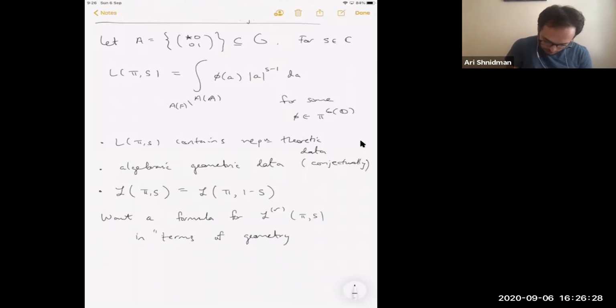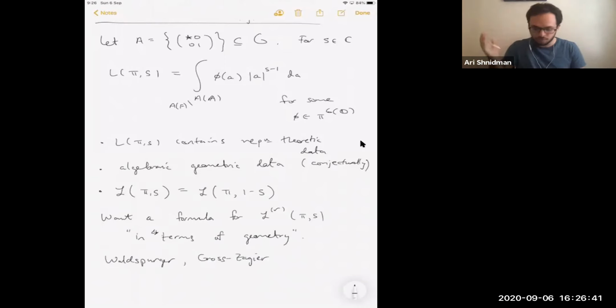whatever that means. So formulas of this type are like the Waldspurger formula, the Gross-Zagier formula. These are formulas over number fields originally, but they also have analogs over function fields. And most recently, so this was about r equals 0, the value without taking any derivatives. This was about r equals 1, and then Yun-Zhang proved a function field only formula for general r.